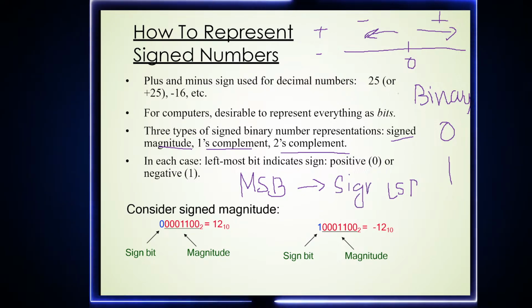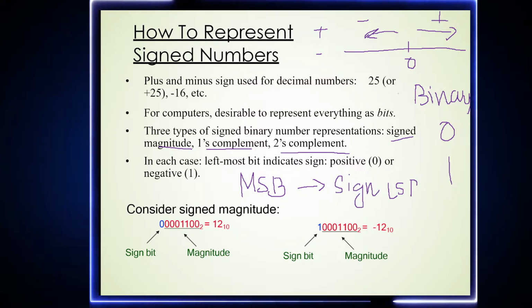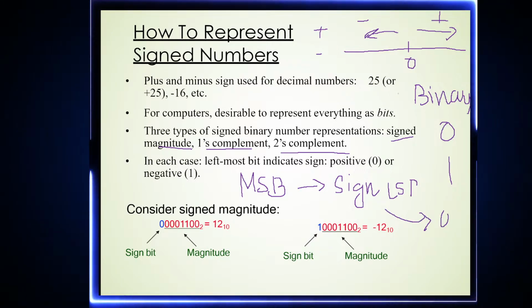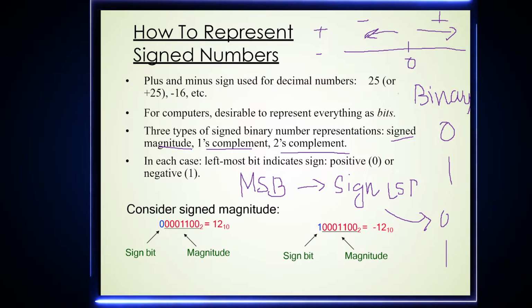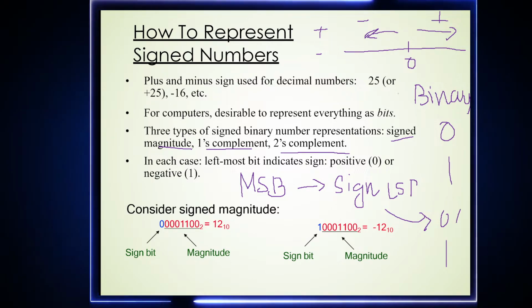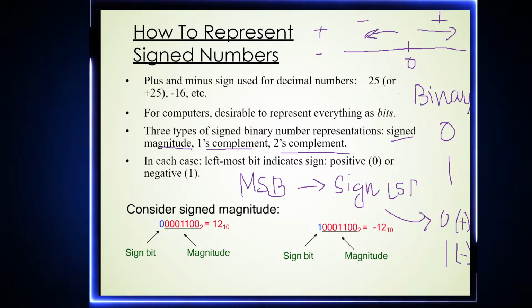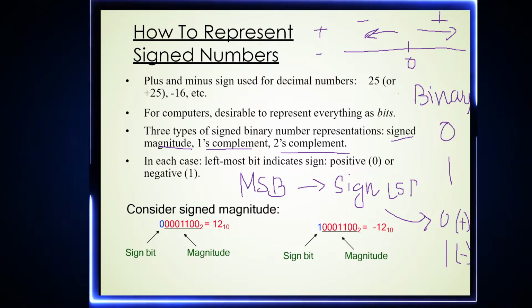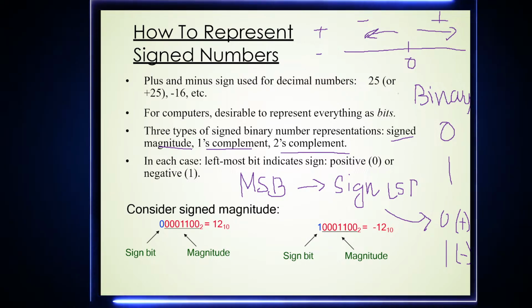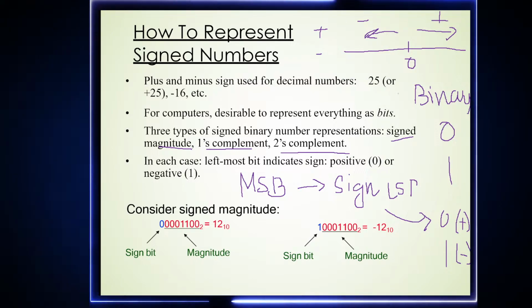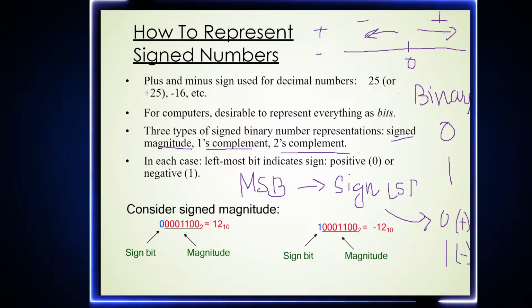How would we determine if it is positive or negative? On the basis of 0 or 1. If it is 0, then we say that it is positive, and if it is 1, we say it is negative. This is something you need to remember, because generally we associate 0 to minus and 1 to plus, but here it is the other way around. When it's 0, it indicates positive, and when it's 1, it indicates negative.